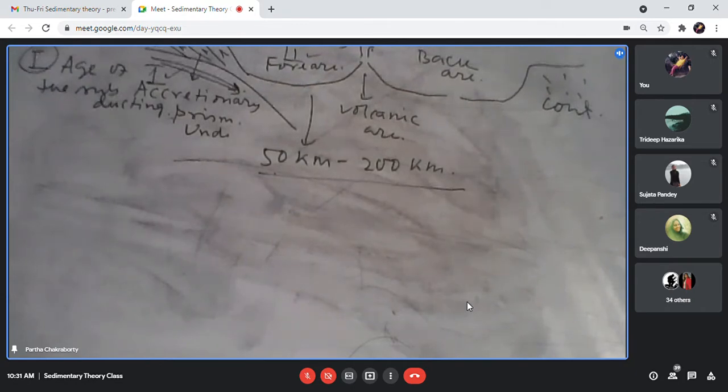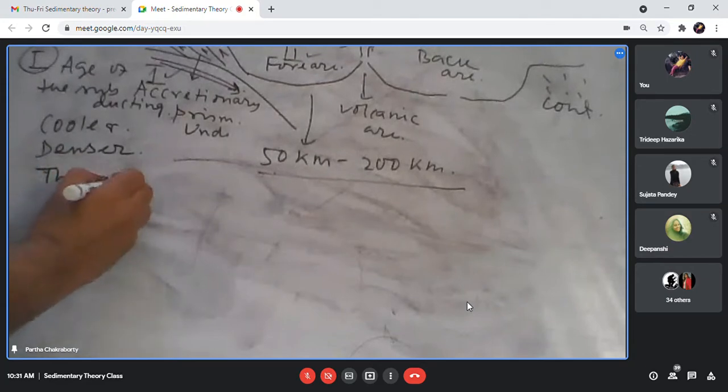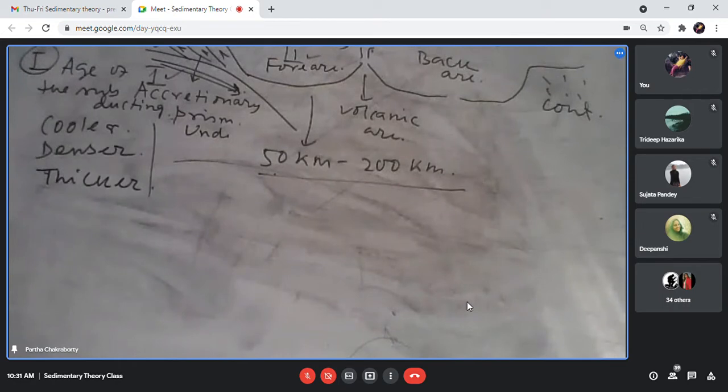Why? Because with age, the crust becomes cooler, denser, and thicker. So with time, the cooling, the denser and thicker, the thermal boundary of the ocean crust, if you measure, there are calculations and people do that, what is the thickness of the crust, and the thickness of the crust increases with the age of the crust.